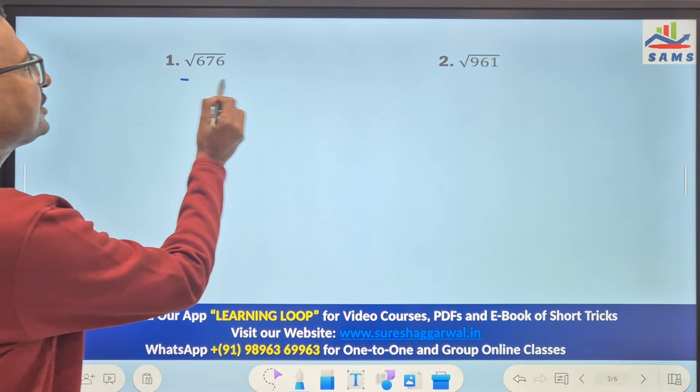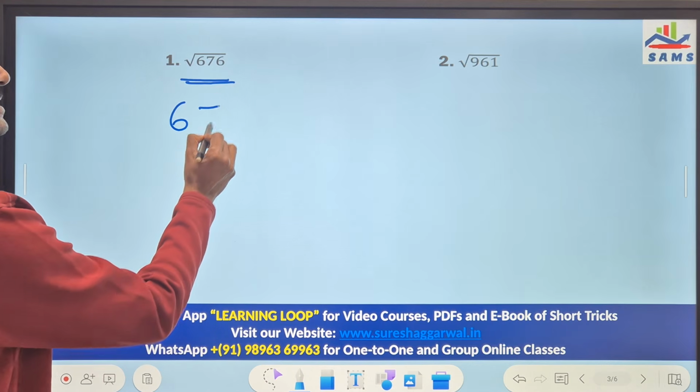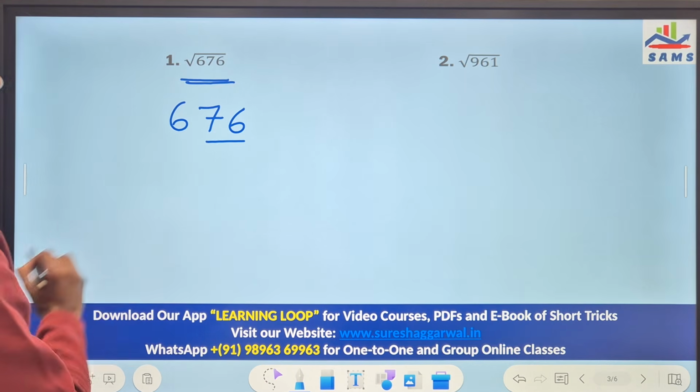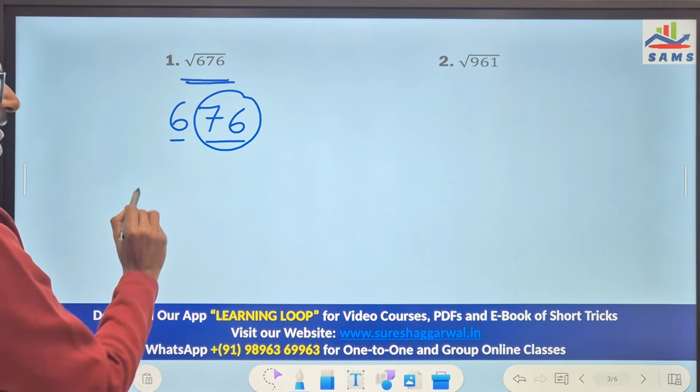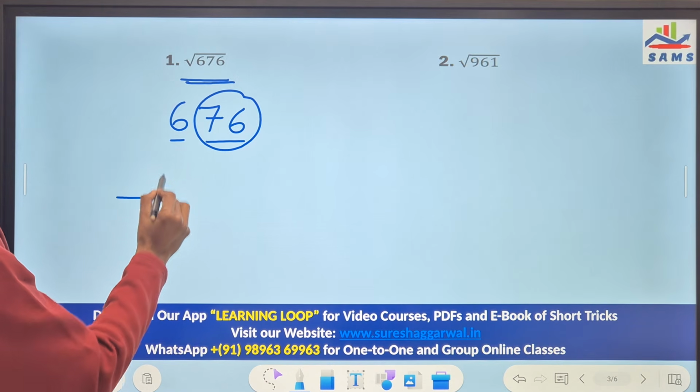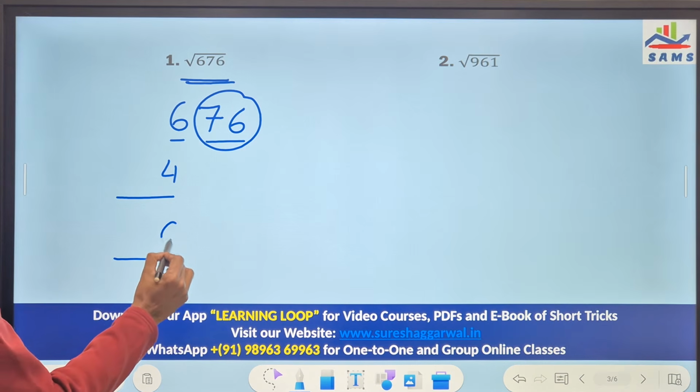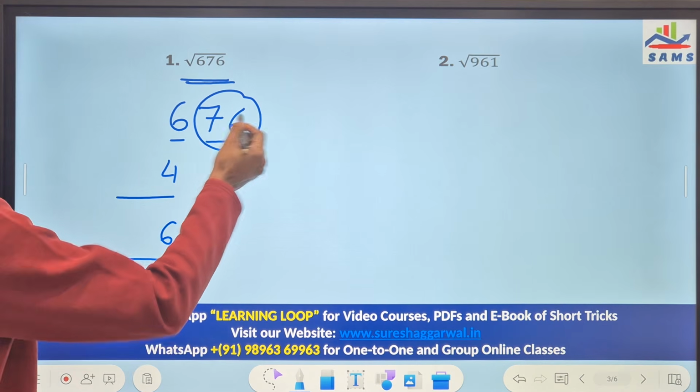So here we have a 3-digit number, 676. Pair it up, and 1 digit is left here. 76 ends in 6, so my answer ends in 4 or 6. 4 square is 16 and 6 square is 36.